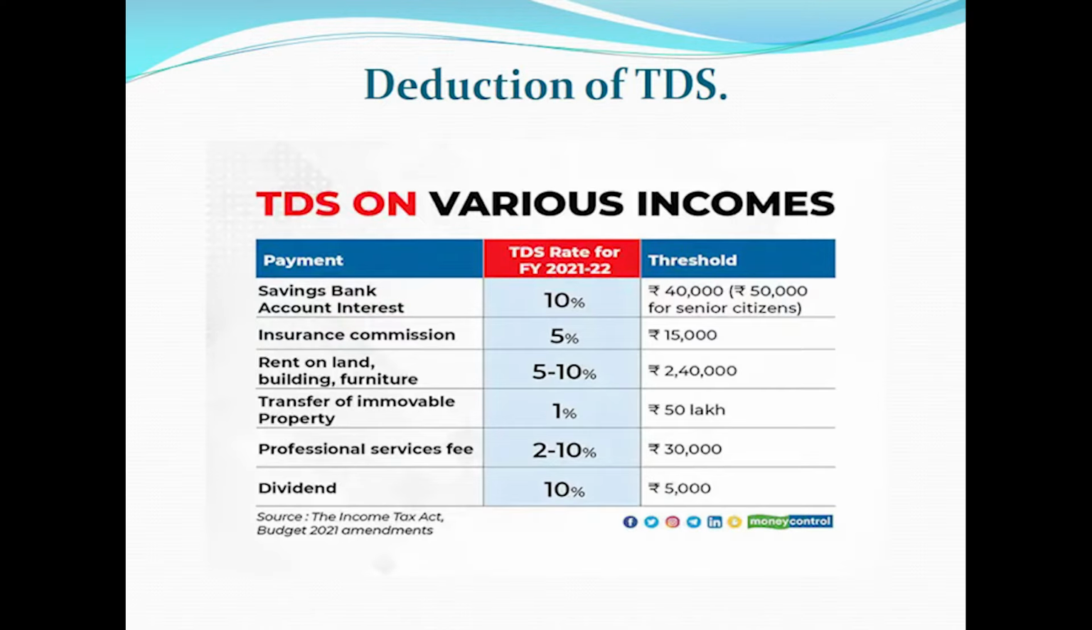The slide shows TDS on various incomes, taken as examples here. For example, savings bank account interest. The rate of TDS is 10%, and there is a threshold limit fixed for senior citizens. Likewise, we have TDS on services also, like insurance commission and dividend. This chart basically explains the issues with regard to the deduction of TDS, illustrating and substantiating the first issue, that is, deduction of TDS.